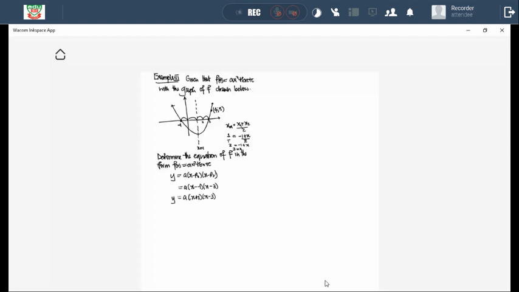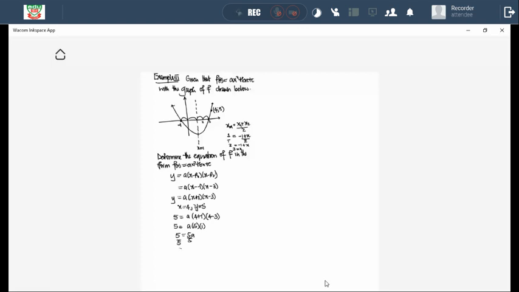How do I get the constant a? Always, for constant a, you're going to look for another point where the graph passes through, and that point is at x equal to 4 and y equal to 5. Now substitute, this is 5 equal to a in bracket 4 plus 1 in bracket 4 minus 3. Wherever there's x, I'll put 4. Wherever there's y, I'll put 5. So this is 5 equal to a in bracket 5 times 1, which is now 5 is equal to 5a.